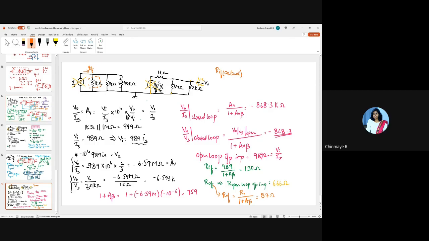So this 1K is connected in parallel with the rest of the resistors here, right? So now you got RIF as 130 ohms. From this, you should remove a parallel combination of 1K. Right? How will you do that? Because 1K is connected in parallel at the input, from this 130 ohms, you should remove a parallel combination of 1K. Right? How do you do that?